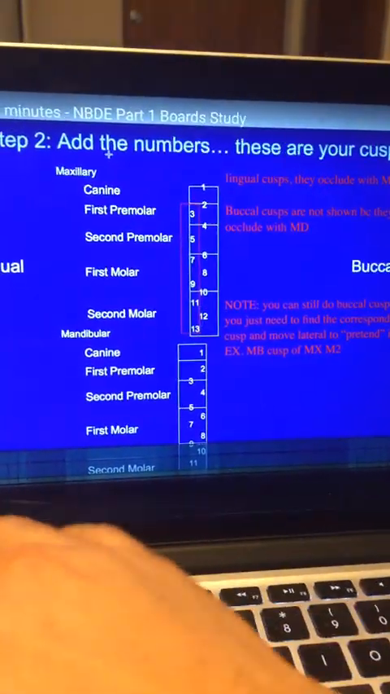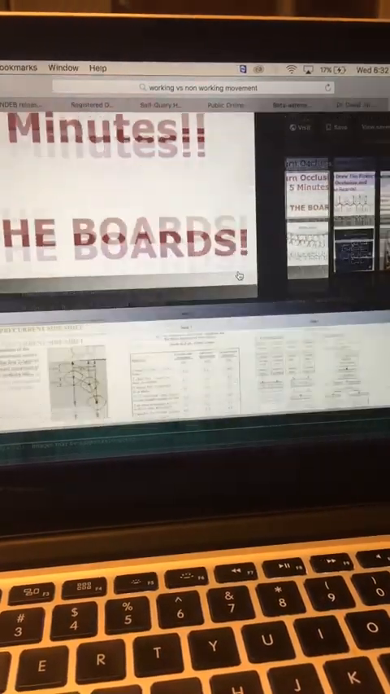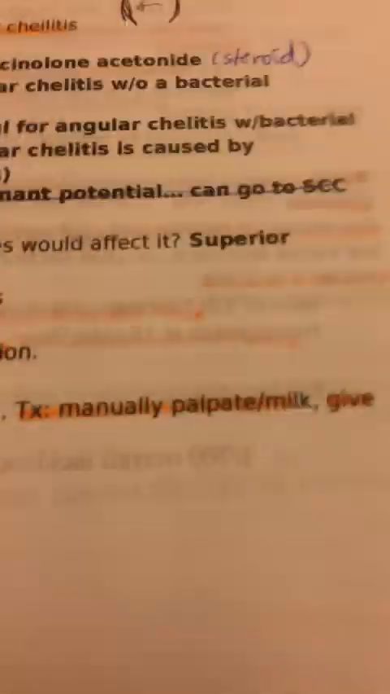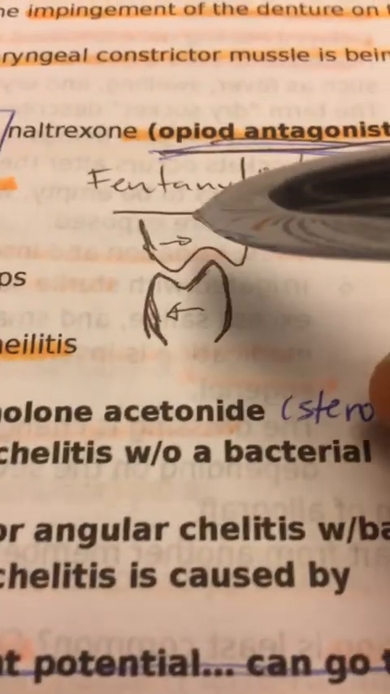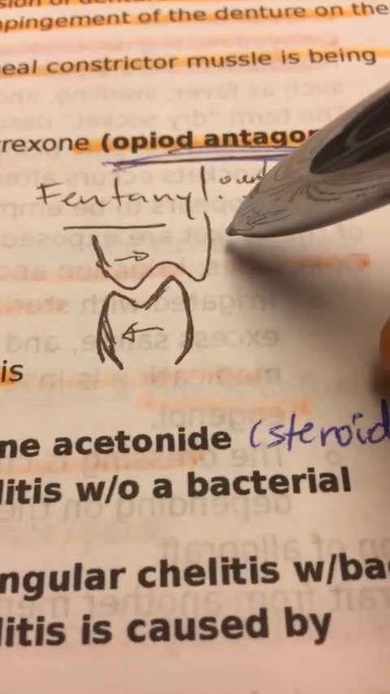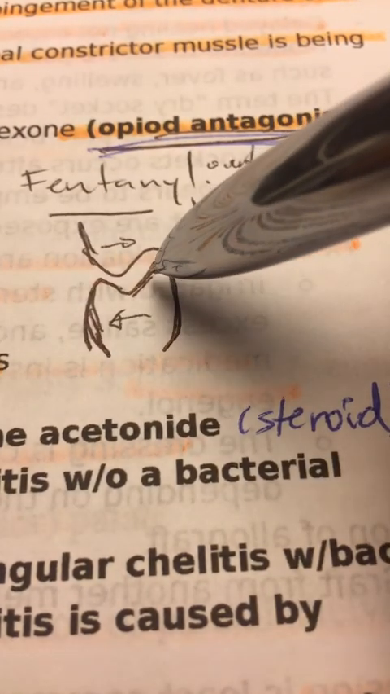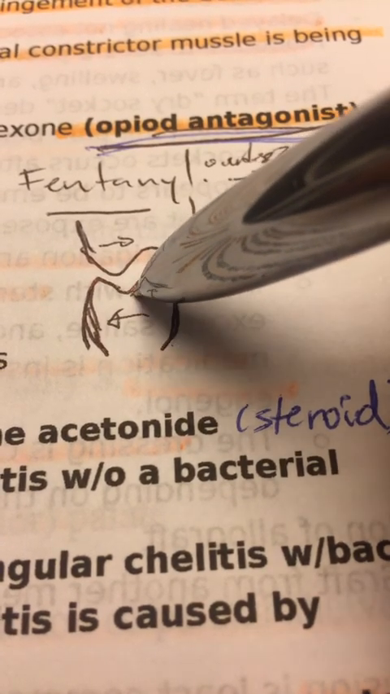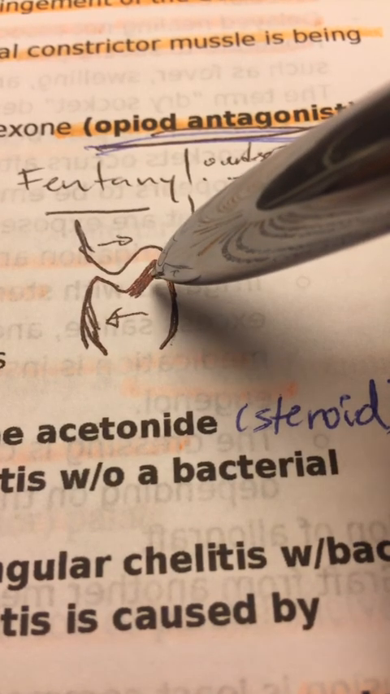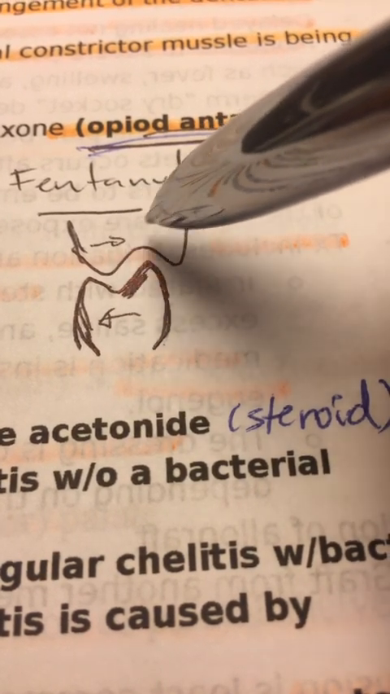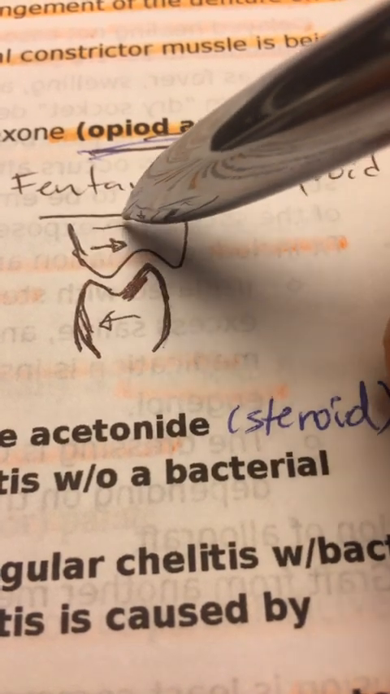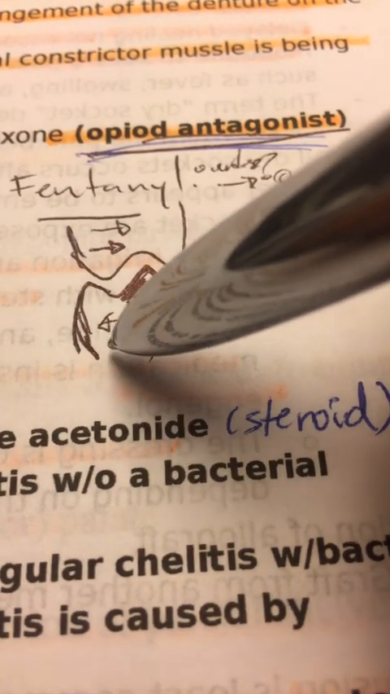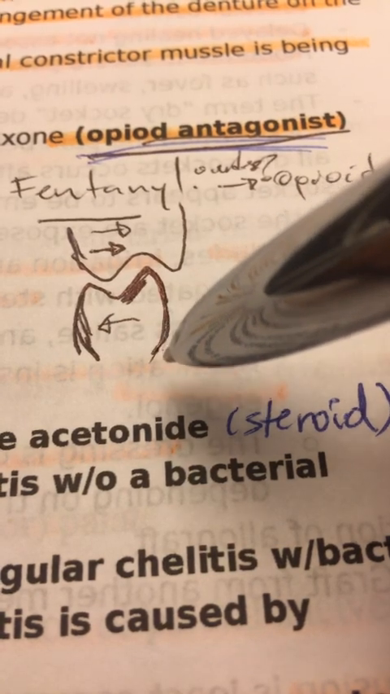Step 2, we're going to... okay, well, this is not going to show us what we need to see. But anyway, here, this would be the facial cusp of the mandibular, and this would be the lingual incline of the mandibular. So if the tooth is moving this way, which means it's a... I'm confused.